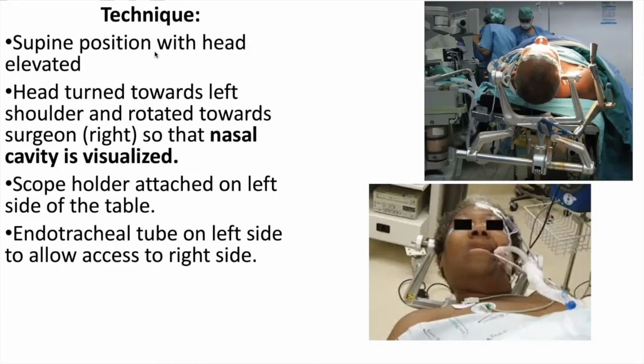The patient is supine with the head elevated, and the head is turned towards the left shoulder and rotated towards the surgeon so that you can visualize both nasal cavities very well. The scope holder, if required, should be attached on the left side of the table. The endotracheal tube should be on the left side.